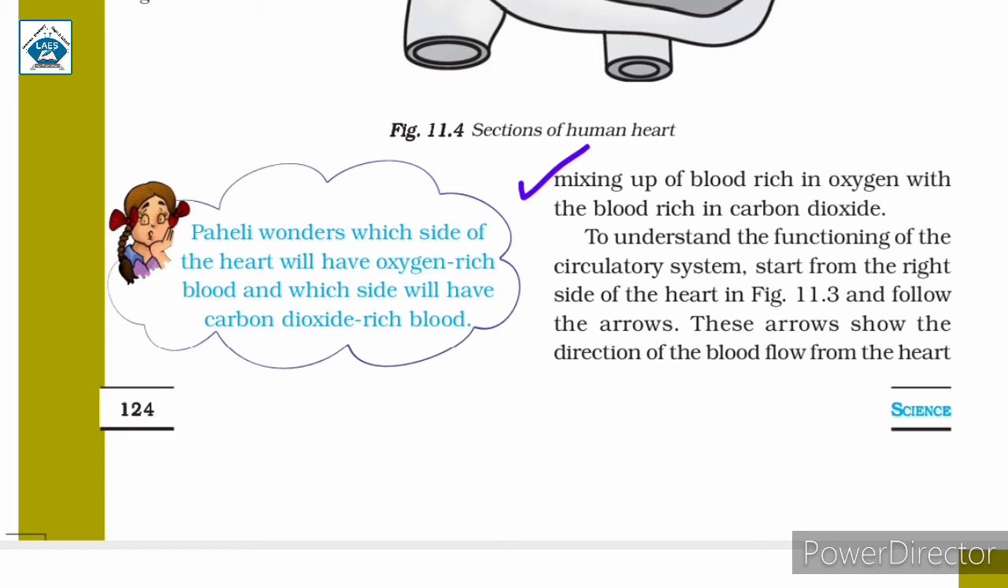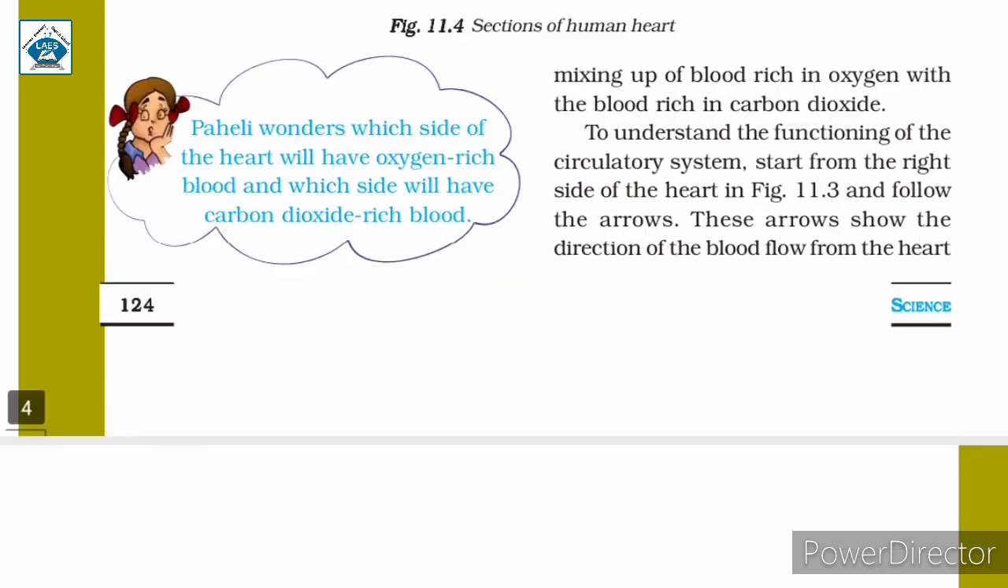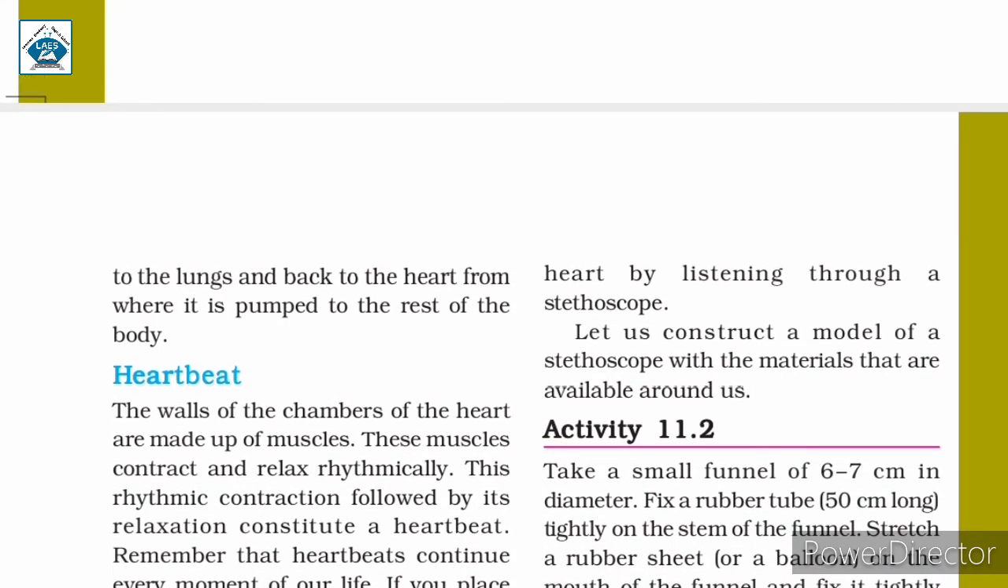To understand the functioning of the circulatory system, start from the right side of the heart in figure 11.3 and follow the arrows. These arrows show the direction of the blood flow from the heart to the lungs and back to the heart, from where it is pumped to the rest of the body.